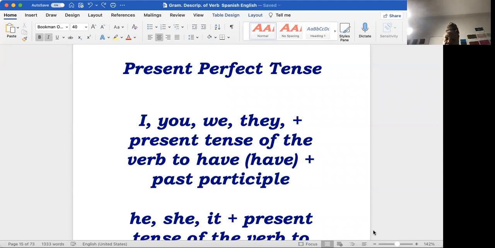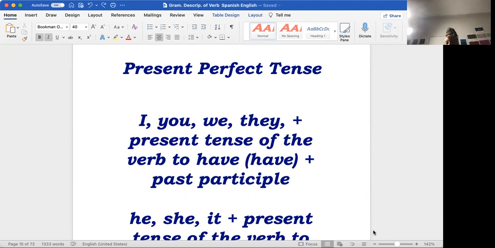Now remember, in English, when you see the word perfect, think of the verb to have. To have is an auxiliary verb as well as a main verb. As a main verb, it means to own, to belong to, something belongs to you. But to have is an auxiliary verb that's used in the perfect tenses. So what we're first going to do is see what it is in English and how it's formulated or structured. And then we're going to do the same thing in Spanish.